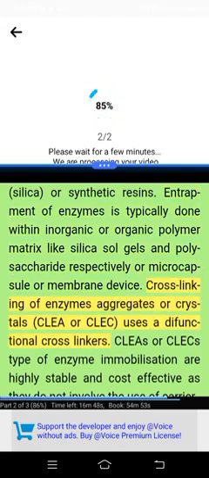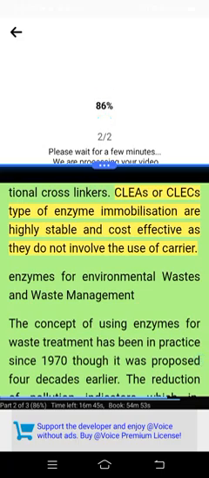a microcapsule or membrane device. Cross-linking of enzyme aggregates or crystals, CLEA or CLEC, uses bifunctional cross-linkers. CLEA or CLEC types of enzyme immobilization are highly stable and cost-effective as they do not involve the use of a carrier. Enzymes for environmental waste and waste management.